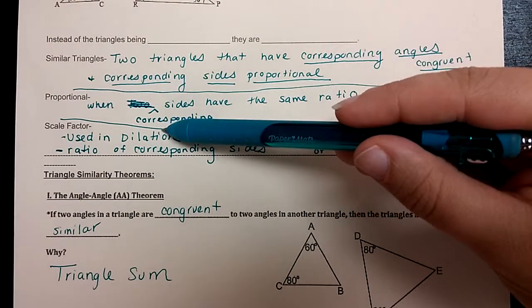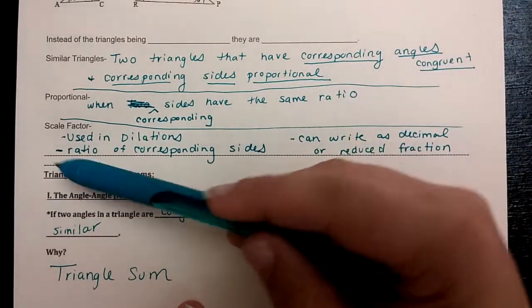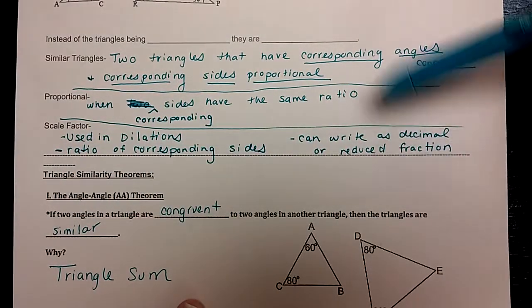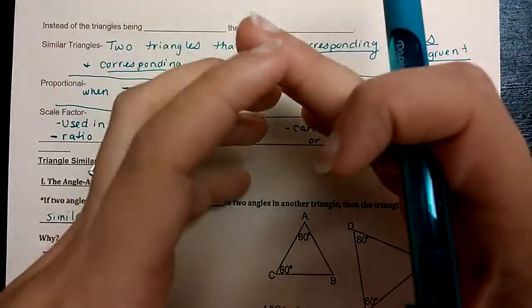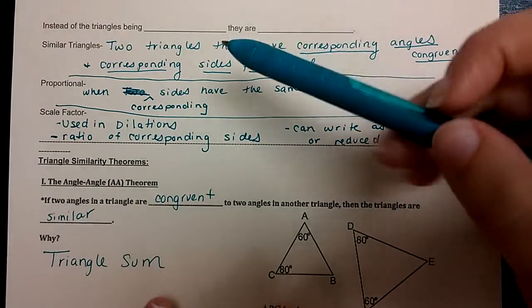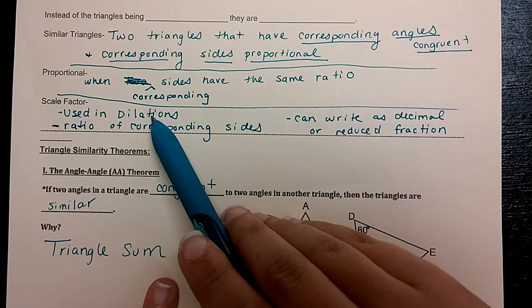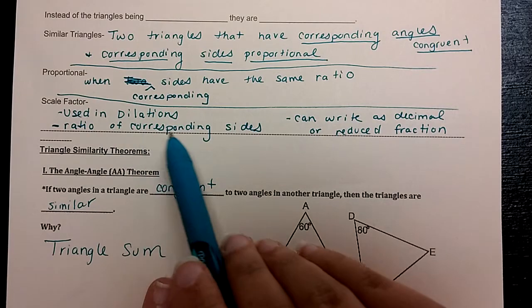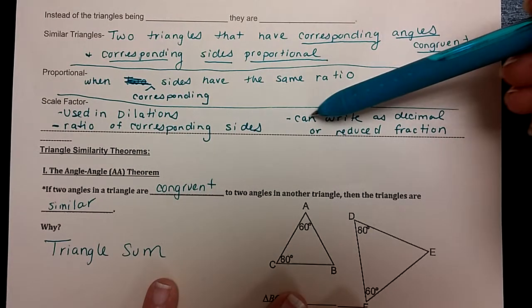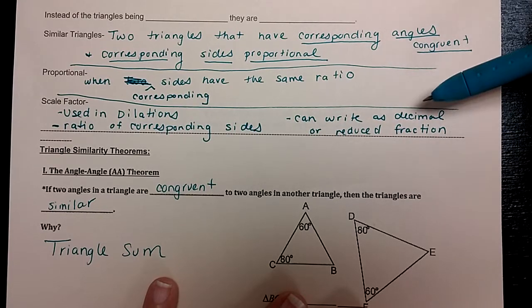Well, proportional is when corresponding sides have the same ratio, and I'll show you how to do that on examples in a little bit. Another key thing we need to know is scale factor. So when you have similar triangles, they're all examples of a dilation, which means we're making one triangle bigger or smaller than the other triangle. So scale factors, we use them in dilations, which is what similar triangles are. And we get that scale factor from that ratio of corresponding sides. I don't care if you write it as a decimal or a reduced fraction. And again, we're going to do examples to show what that means.